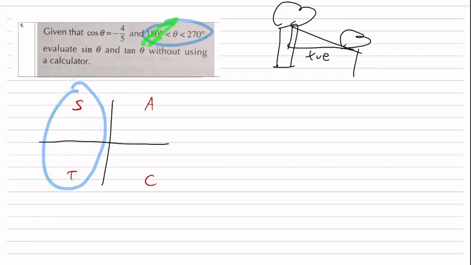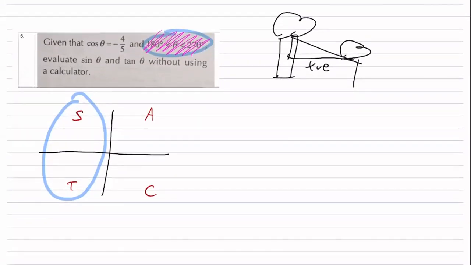Actually, you didn't even need this information. You could have deduced that it could be in quadrant 2 or 3 without it. If they didn't tell you this, you can also make the same conclusion. Make sense? Okay, good. So now we are going to try and calculate sine theta and tangent theta. So how do we do it?